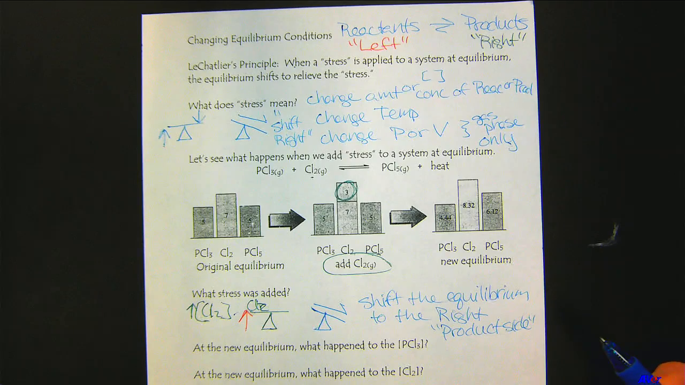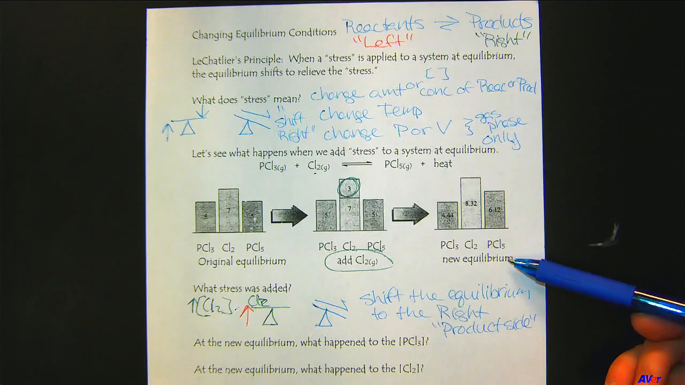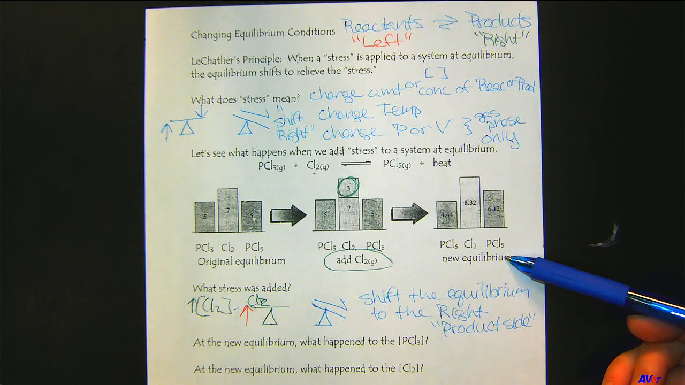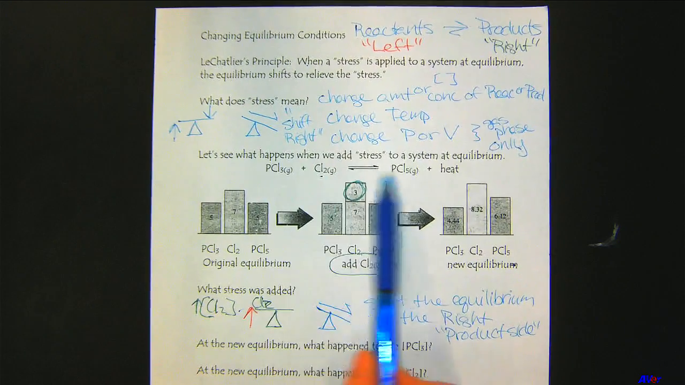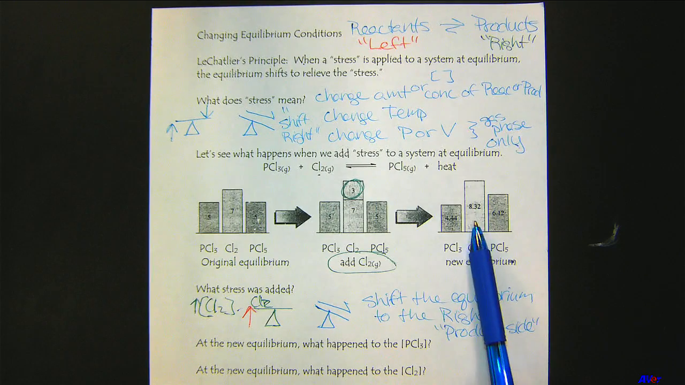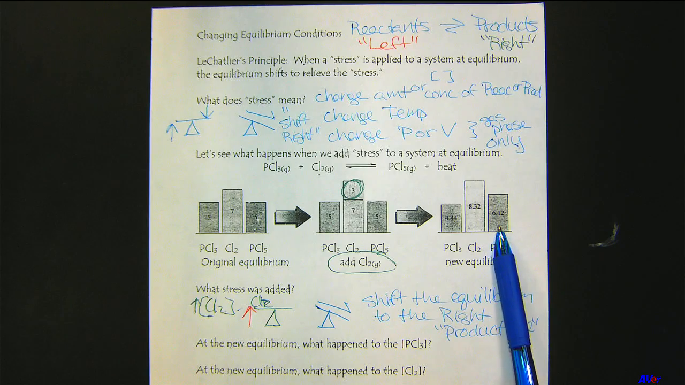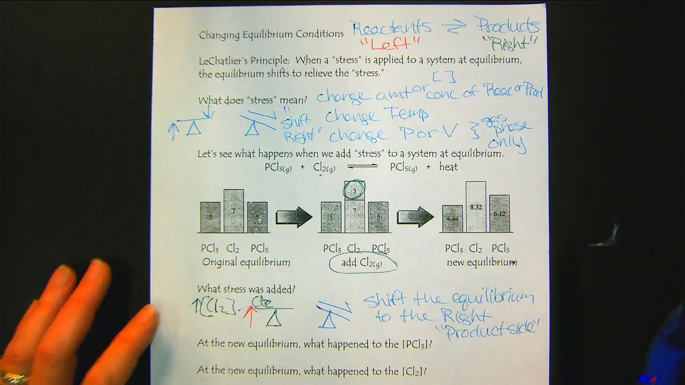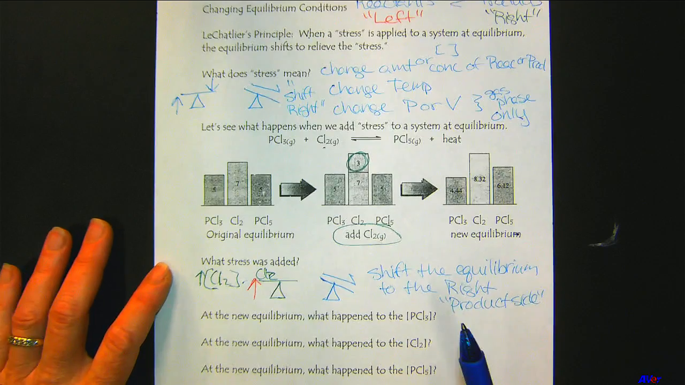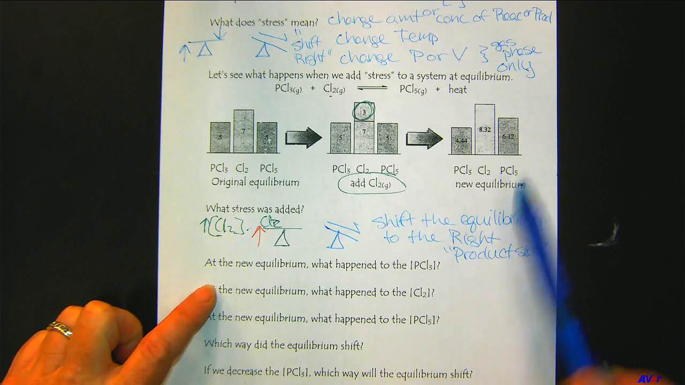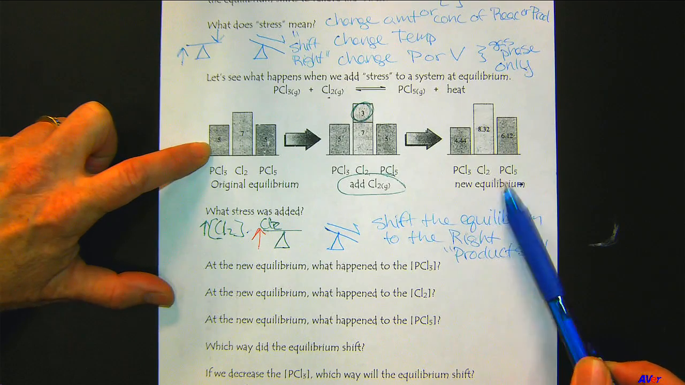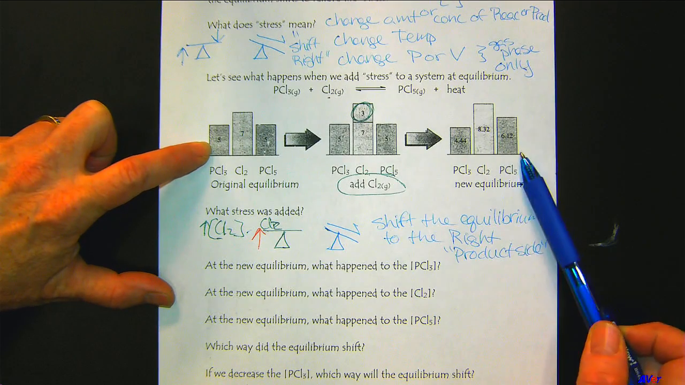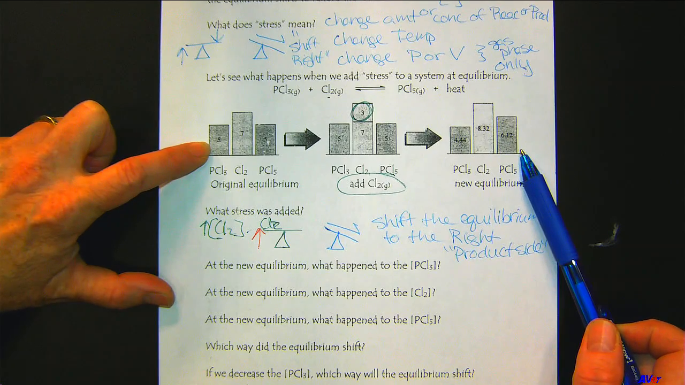Okay, so now the system has reached a new equilibrium. In theory, if we added stress on the left, it pushed the reaction to the right, so we would expect to have more product and less reactants. Let's check this out. We had the original equilibrium, we added the stress, and now equilibrium has been restored.